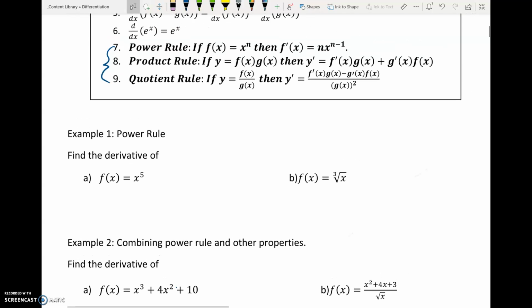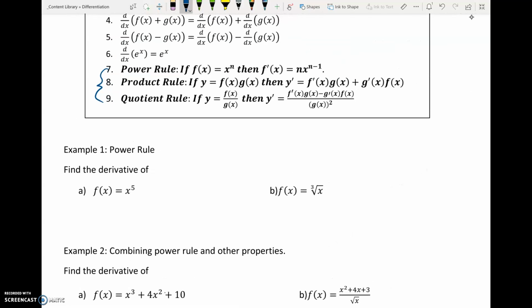Let's look through some actual examples now. So we're going to use the power rule, that's number 7. If we want to find the derivative of x to the power of 5, I'm just going to bring this 5 to the front and then subtract 1 from the exponent. That's what the power rule is. So we're going to get 5x to the power of 4.